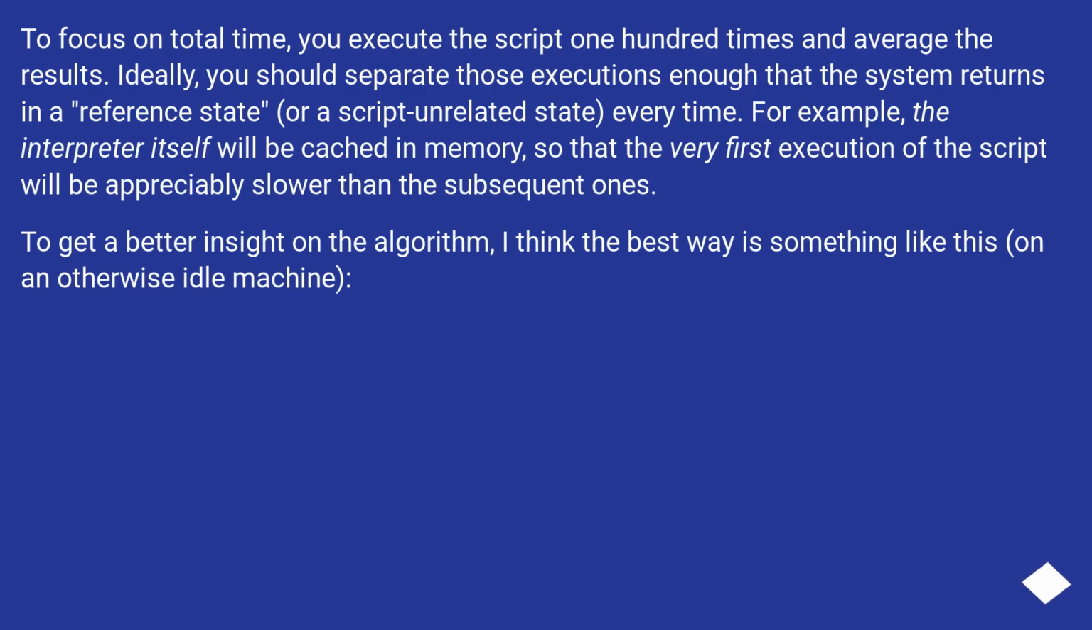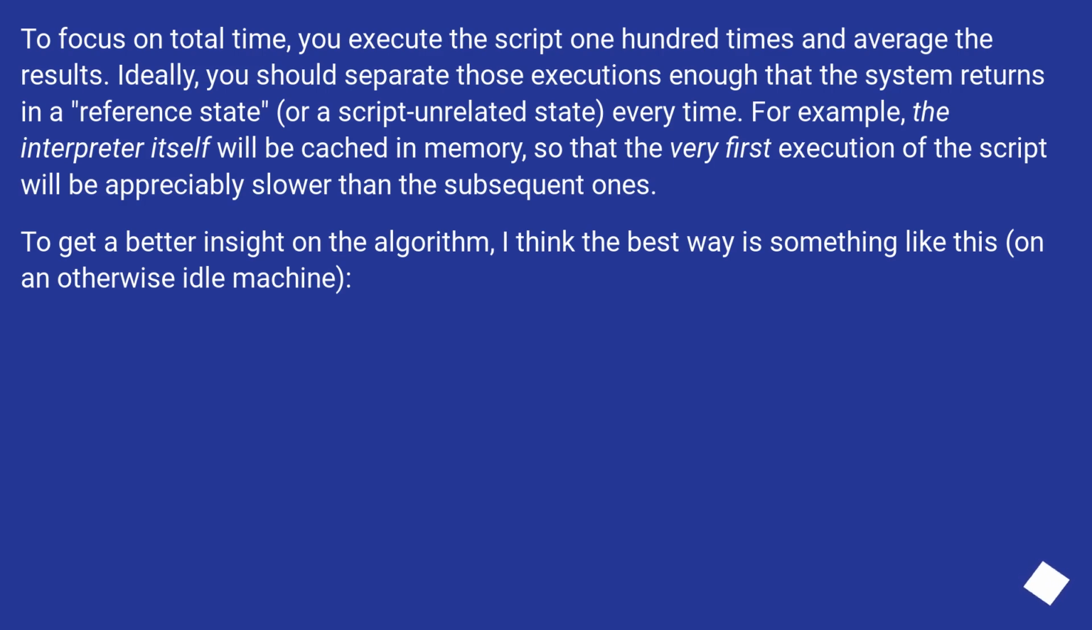To focus on total time, you execute the script 100 times and average the results. Ideally, you should separate those executions enough that the system returns to a reference state, or a script-unrelated state, every time. For example, the interpreter itself will be cached in memory, so the very first execution of the script will be appreciably slower than the subsequent ones.